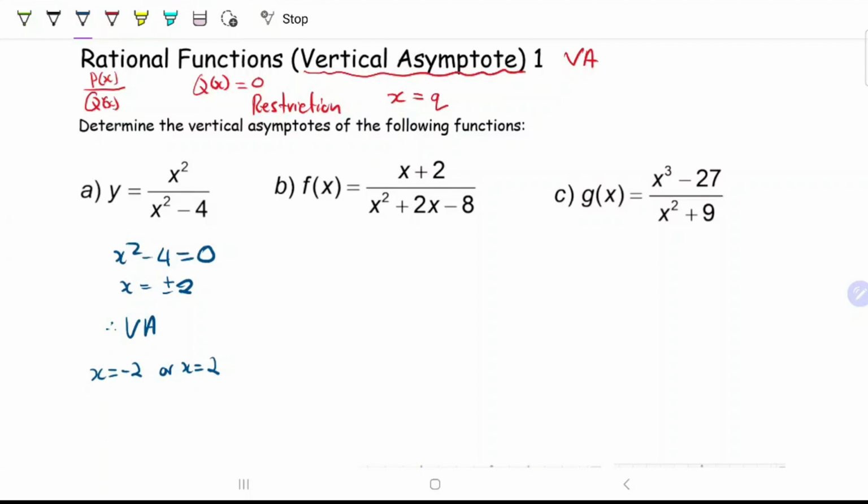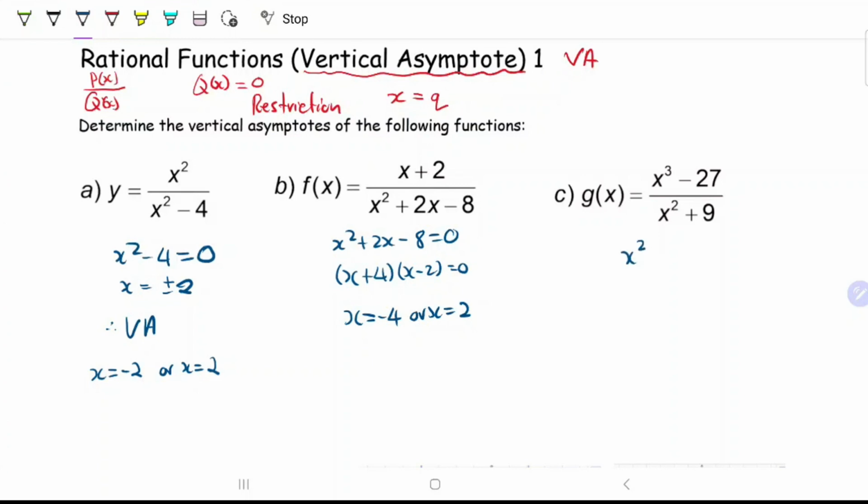Let's come back to this next one. Similarly, you are looking for the vertical asymptote, so it's basically where the denominator is equal to 0. From here, you can either plug this into your calculator or use the good old-fashioned method of factorizing. So this will be 4x plus 4, and this will be x minus 2. Therefore, the equations of our vertical asymptotes will become x equals minus 4 or x equals 2.